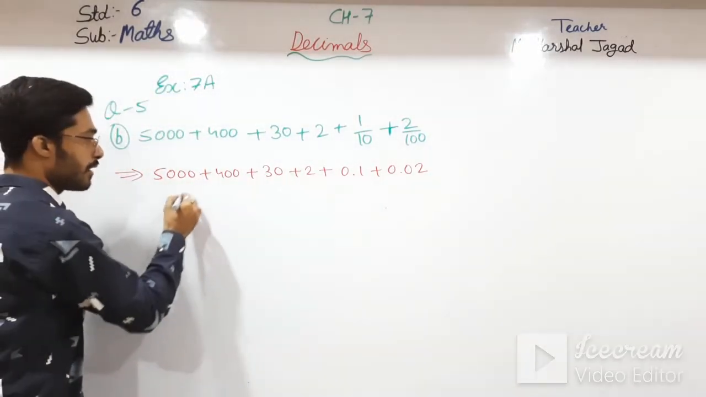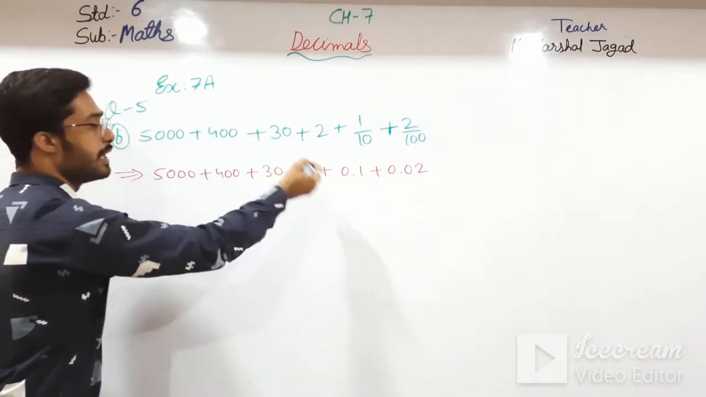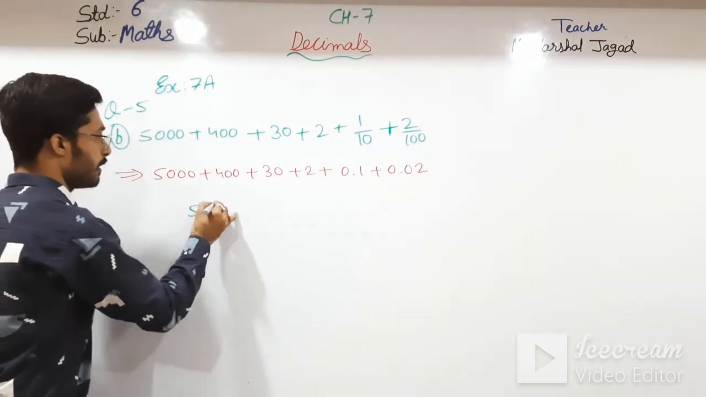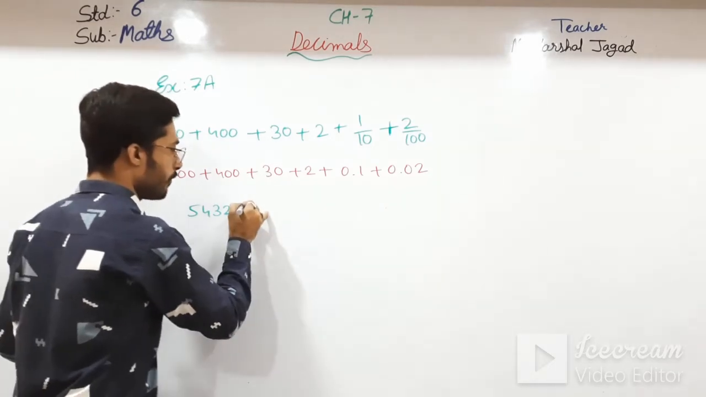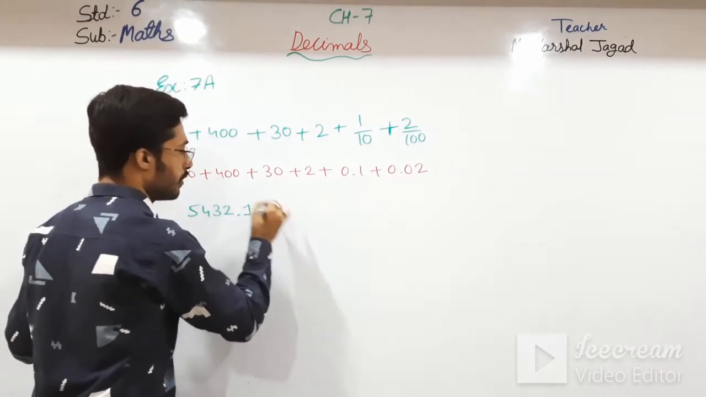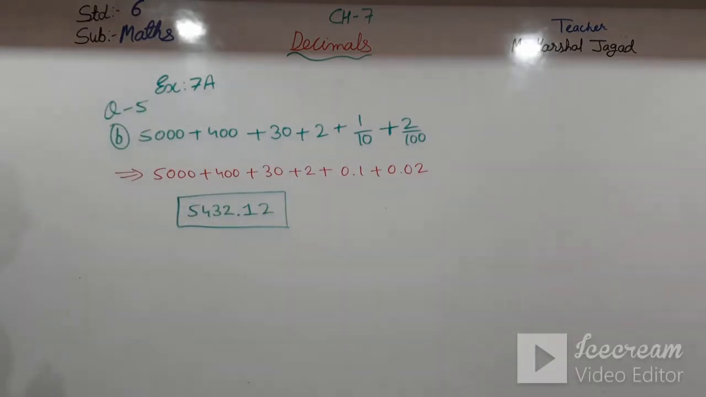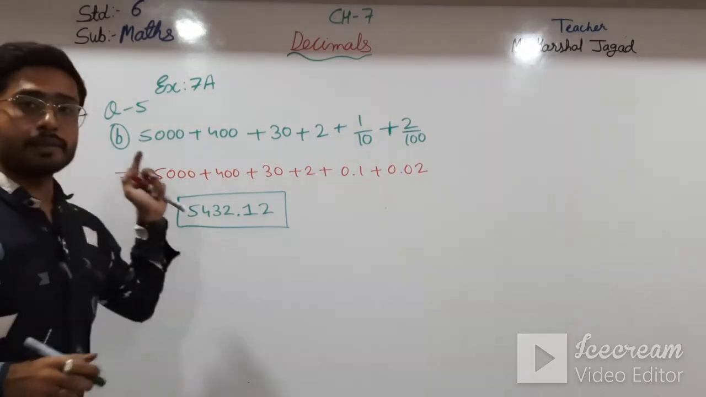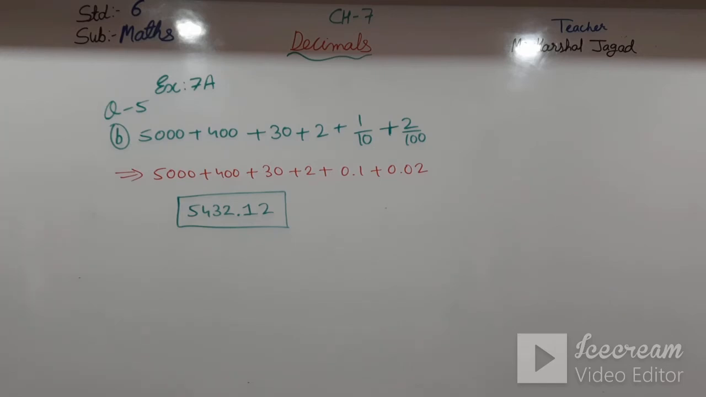Now you just add this. 5000 plus 400 is 5400, plus 30, plus 2 is 5432. Then coming to the decimal point, here it is 0.1, so 0.12. So this is your answer, and in that way you have to do A, C, D by yourself.